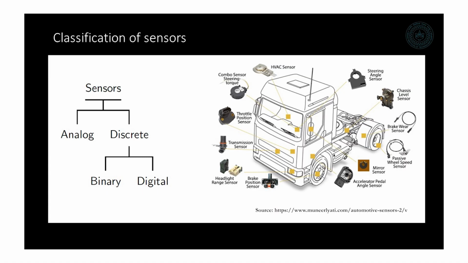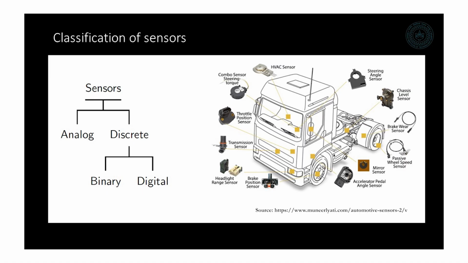So, binary will sense at two levels, maybe 0 and 1 or 0 and 5. So, two levels, and digital will be a digital measurement. So, that can be a real number. Okay. So, discrete sensors have two types, binary and digital.